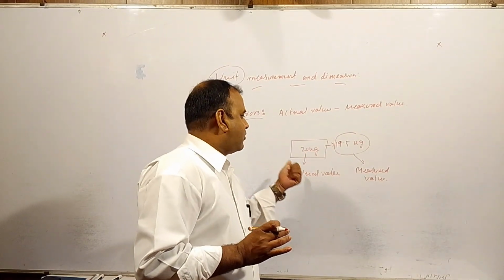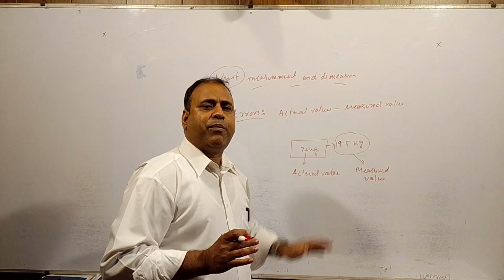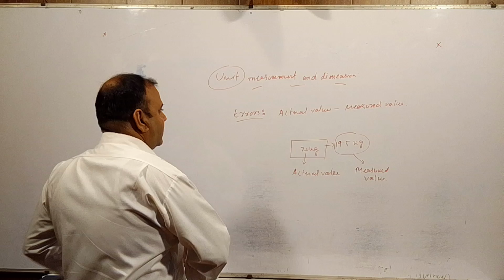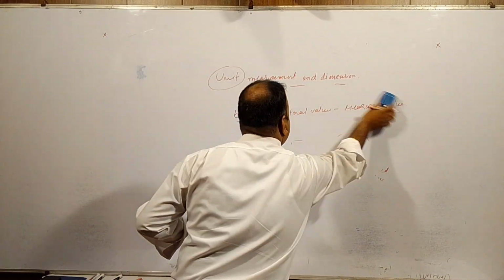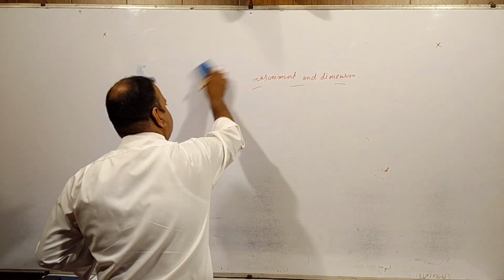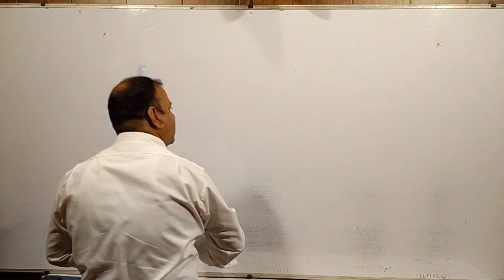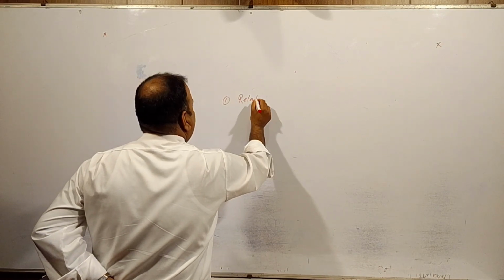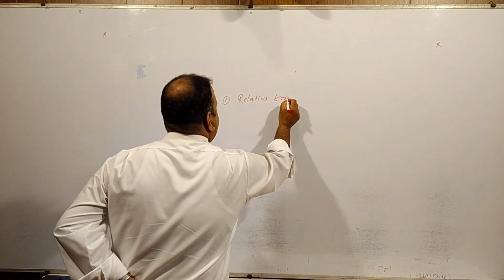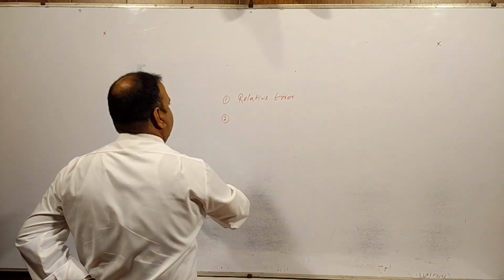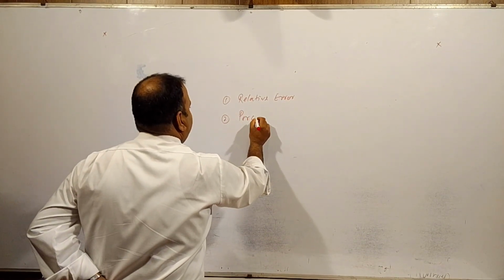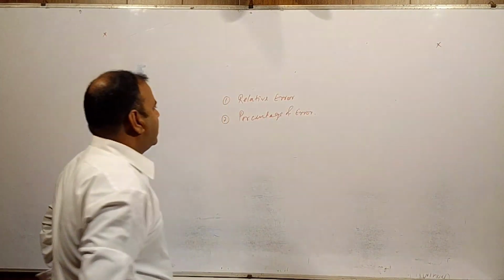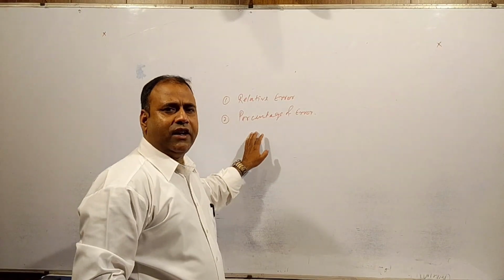in which actual value and measured value are used, measured with the help of percentage error and relative error. So first you see, basically there are 6 different types of errors, but mainly 2 types of errors are very important. Number 1, relative error. Number 2, percentage of error. So relative error and percentage of error are very important.